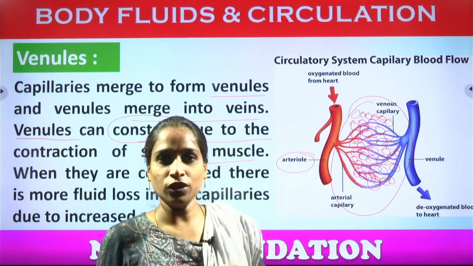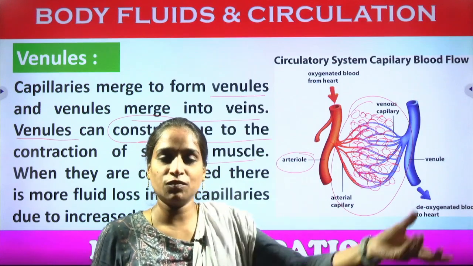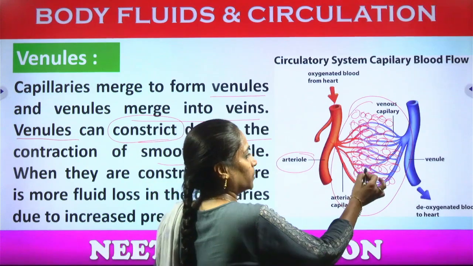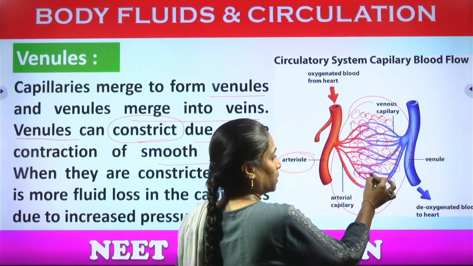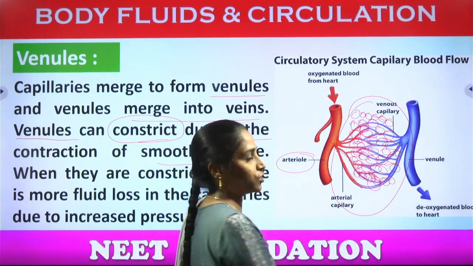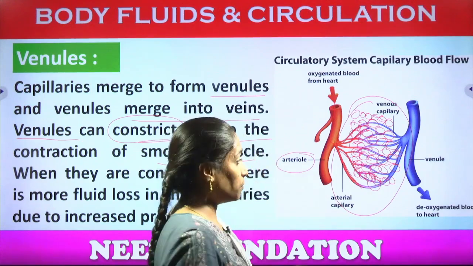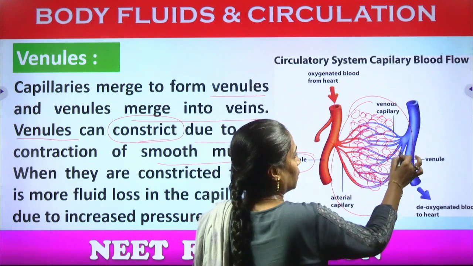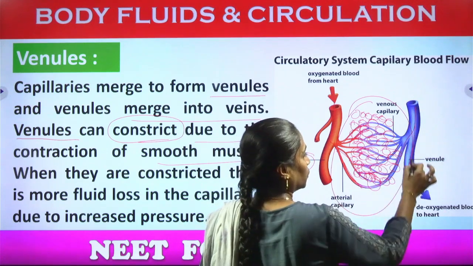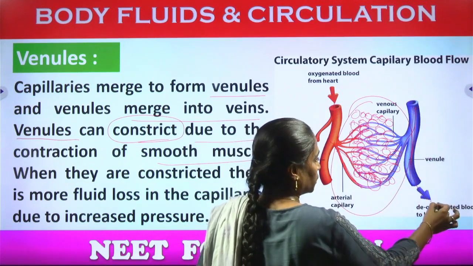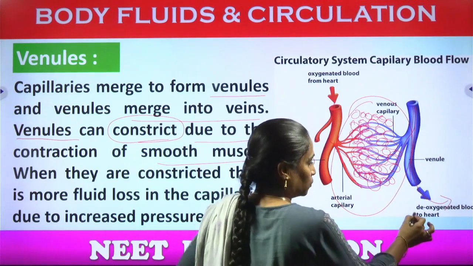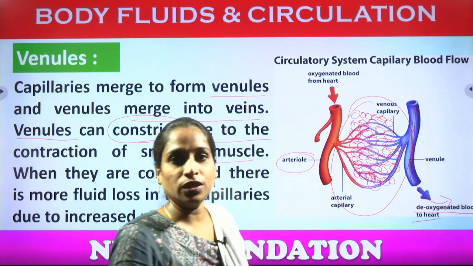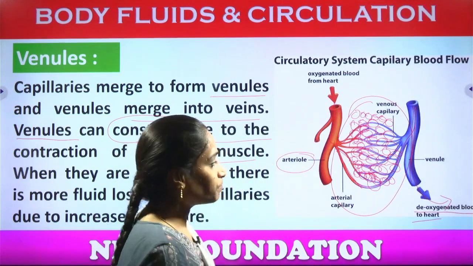They receive the good and they receive the bad. Why do they receive the bad? For the excretion process. As the cells send the waste products to the capillaries, the capillaries' function now is to pass the waste products towards the venules. Through the venules the waste products will be moving outside. So where does it go? Deoxygenated blood moves towards the heart, right?